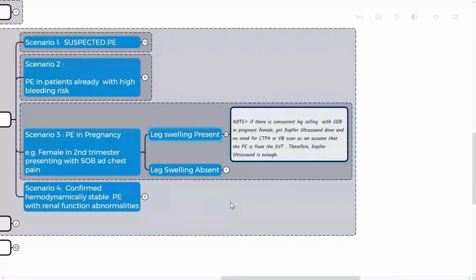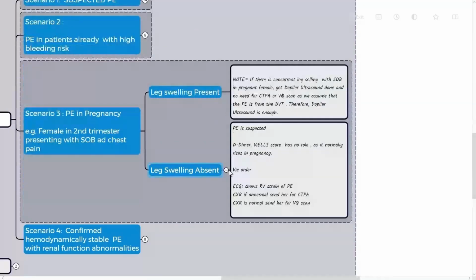If leg swelling is absent and Doppler is negative, and PE is suspected, D-dimer and Wells score have no role, as D-dimer normally rises in pregnancy. We order ECG. It shows RV strain of PE. If chest X-ray is abnormal, send her for CTPA. If chest X-ray is normal, send her for VQ scan.